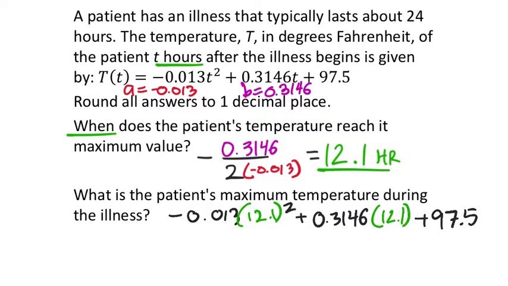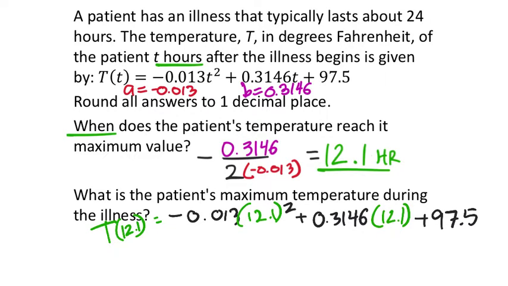And again, this is just something I'm going to type into my calculator, and this will tell me the maximum temperature. This, by the way, would have been shown as T of 12.1, which is kind of how we've seen how you find the corresponding Y value, which is really all this is. So let's put this in. I got negative 0.013 times 12.1 squared plus 0.3146 times 12.1 plus 97.5.